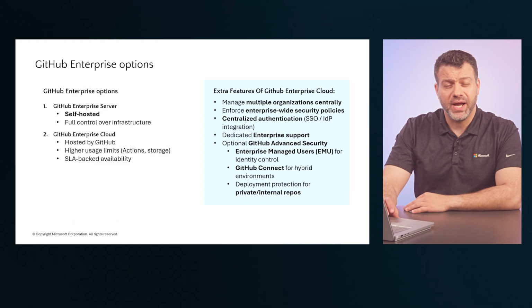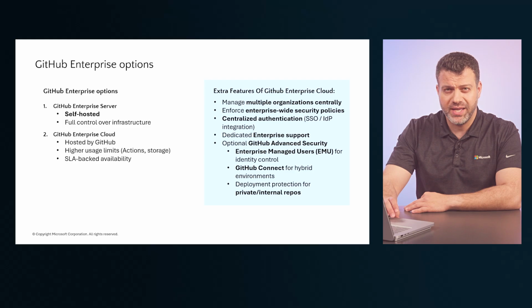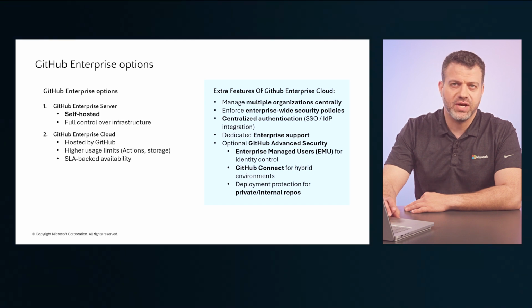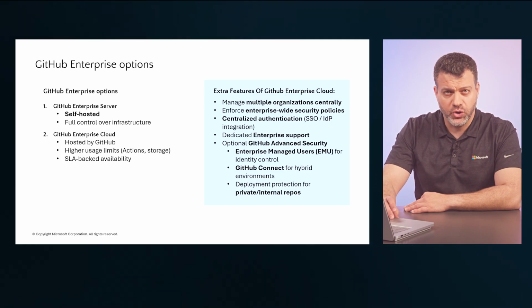We have GitHub Enterprise. It is designed for organizations that need advanced security, compliance, and centralized control. It allows administrators to manage multiple organizations under a single enterprise account, enforcing consistent policies across the entire environment. The key benefit is centralized identity management. It integrates with SSO and identity providers for secure access.